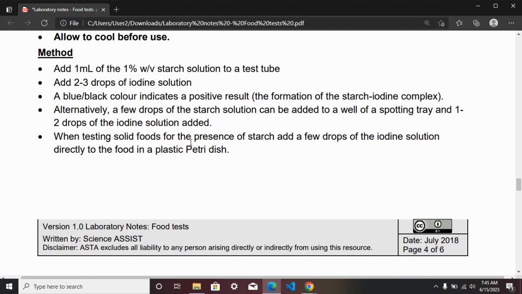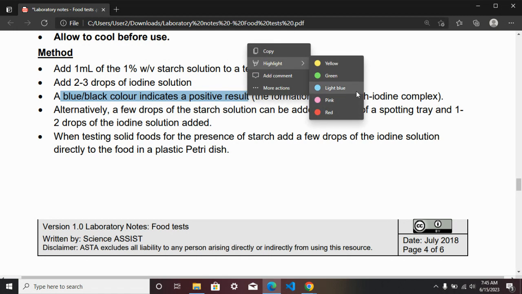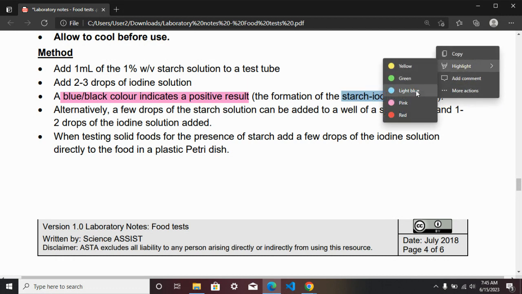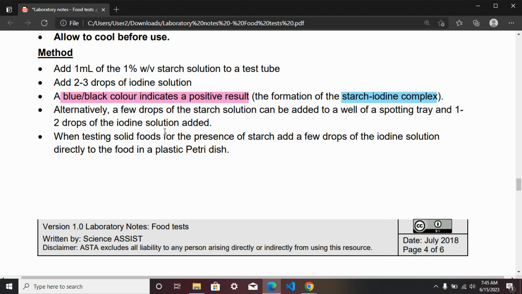So we will add 1 milliliter of the 1% weight per volume starch solution to a test tube, and 2 to 3 drops of iodine solution. A blue-black color indicates the presence of starch. If we get a blue-black color after adding the 2 or 3 drops of iodine solution, it means starch iodine complex is formed. Alternatively, a few drops of starch solution can be added to a well of a spotting tray with 2 drops.